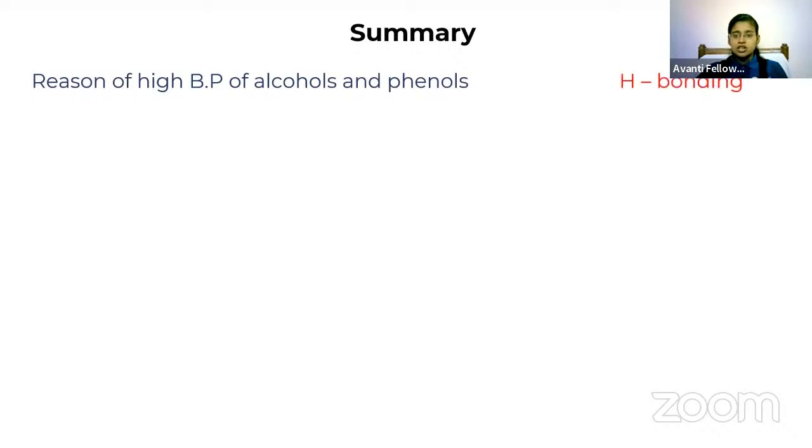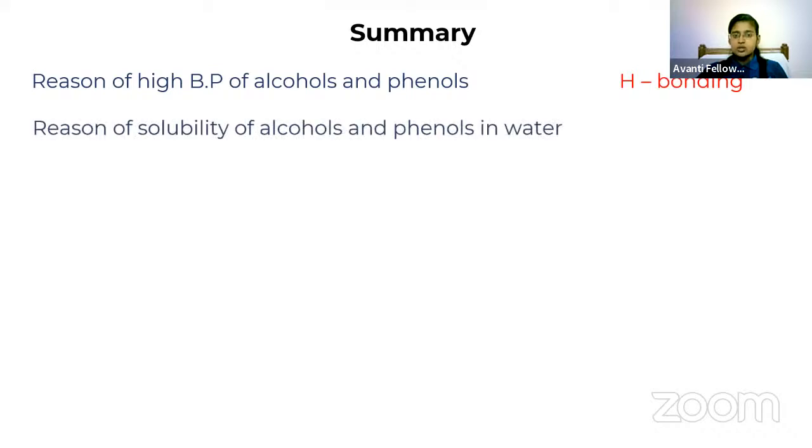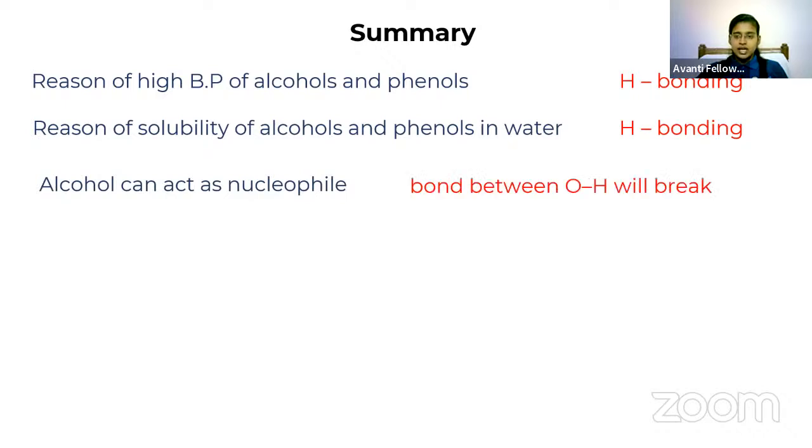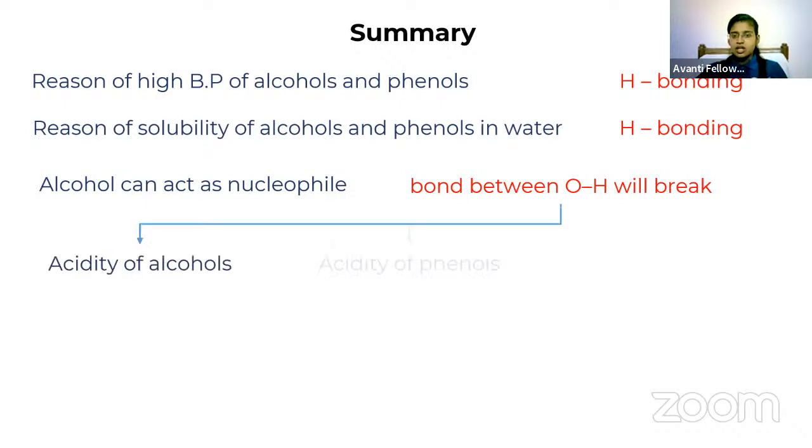So let me summarize the properties. So first of all, we have studied about the boiling point. Boiling point of alcohols and phenols were very high because of hydrogen bonding, and the solubility of alcohols and phenols in water is also very high due to hydrogen bonding. And we have studied that alcohol can act as a nucleophile in case of OH bond breakage. And under this OH bond breakage category, we have discussed about the acidity of phenol, alcohol, and esterification.